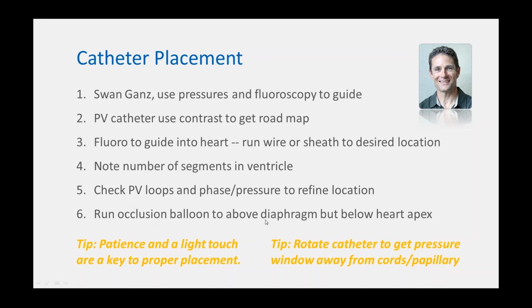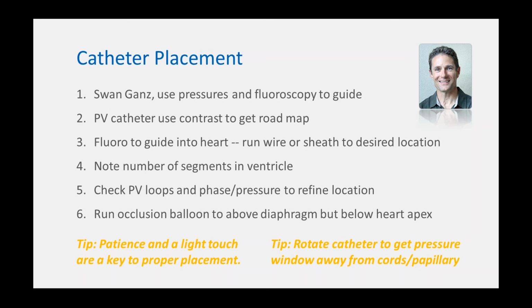What we found is that to get good location and to get good looking loops, you have to have some patience, and you really need to have a light touch. You'll find that small movements make a big difference. You'll twist a little bit at the end of the sheath, and it takes a little while to translate that rotation into the heart. If you're not patient enough to wait for that translation to come down, you're going to keep moving the catheter and not really finding the ideal spot.